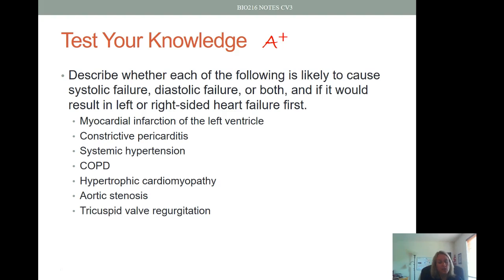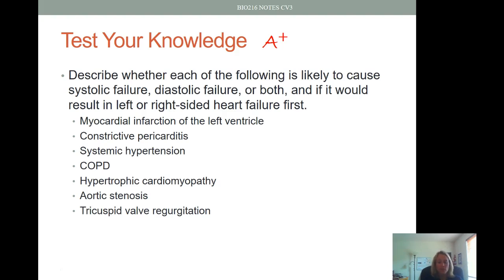COPD is going to increase the workload of the right side of the heart and can result in systolic failure of the right heart. Hypertrophic cardiomyopathy, this is where we have a thickened ventricle. It's going to be harder to fill. This can result in a diastolic failure. Aortic stenosis is going to increase the work of the heart to overcome that narrowed aorta. This is going to be on the left side. Systolic failure.